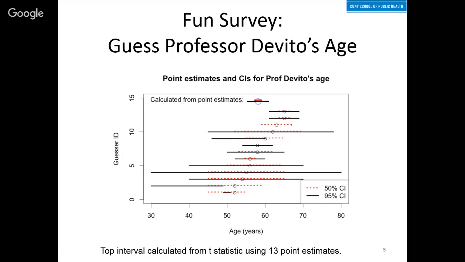So the fourth one up from the bottom is just a really, really wide interval. This is someone who does not consider themselves to be a good guesser. To be 95% sure they want to guess between 30 and 80 years old. And to be 50% sure, between 43 and 63. Thanks for being our guinea pig here, Tony.